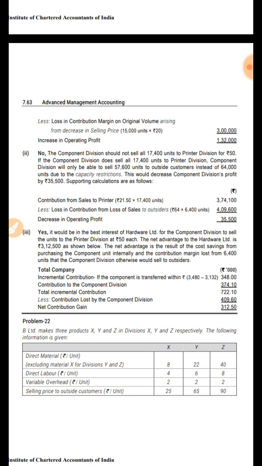The net advantage is the result of the cost saving from purchasing the component internally and the contribution margin loss from the 6,400 units that the component division otherwise would sell to outsiders. That's all.